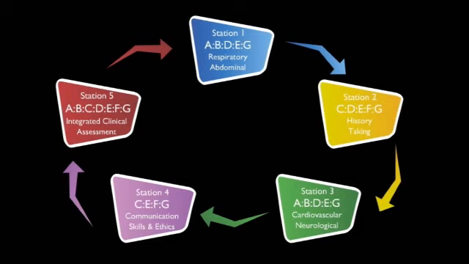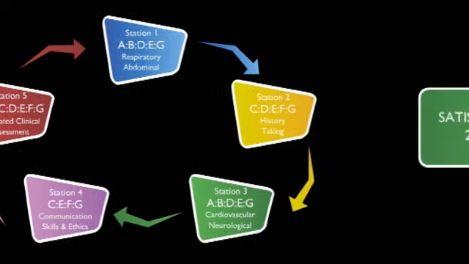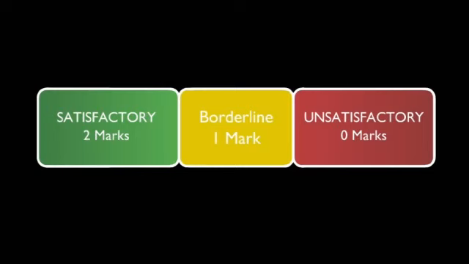This is particularly important at Stations 1 and 3, where you must ensure that you present your findings fluently enough to allow discussion of patient management and assessment of your clinical judgment. Examiners mark you on each skill assessed using a 3-point scale. They can award a satisfactory judgment worth 2 marks, a borderline judgment worth 1 mark, or an unsatisfactory judgment worth no marks for each skill assessed.